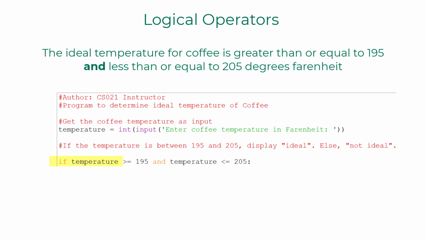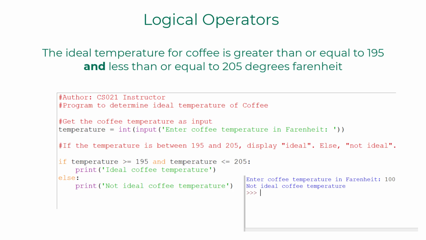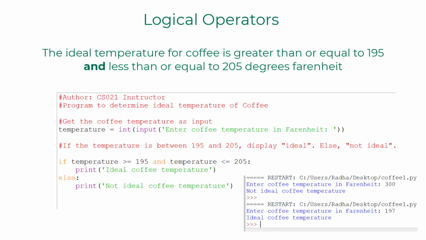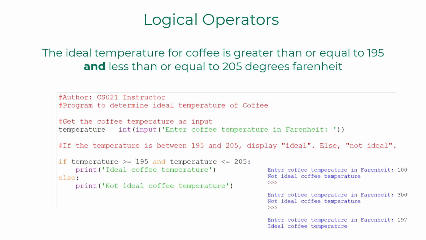If temperature is greater than or equal to 195 and temperature is less than or equal to 205 colon. Perfect. Now we can enter the scope of this if statement and finish the program by writing the print statements. Just to convince you that this works, I'm going to do a test run by giving a bunch of input temperature values. I've just tested it for 100, 300 and 197.